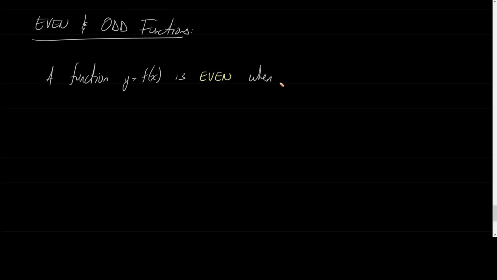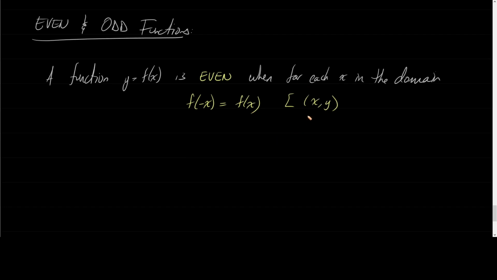When, for each x in the domain, f of negative x equals f of x. In other words, what we're saying here is that whenever x, y appears, the value negative x, y also appears. All right, that's for an even function.